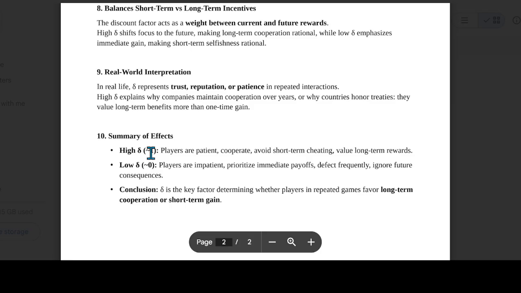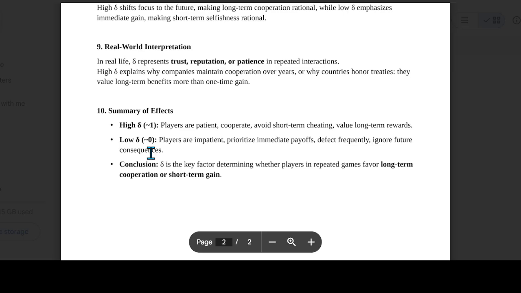कि आज के लिए कल को sacrifice करना, या कल के लिए आज को sacrifice करना is represented by the discount factor. Summary में conclusion लिख देना. That is it.